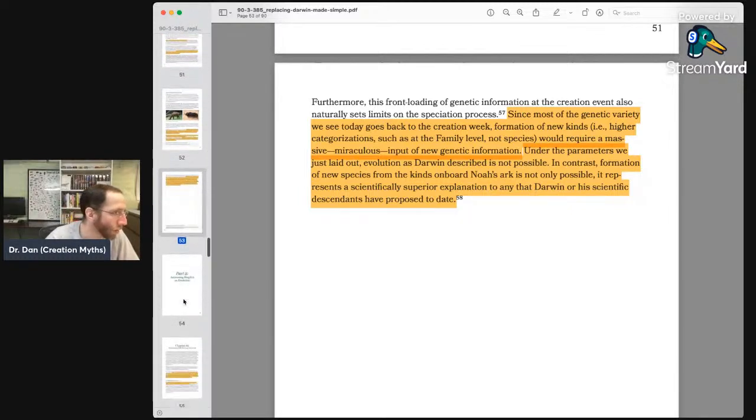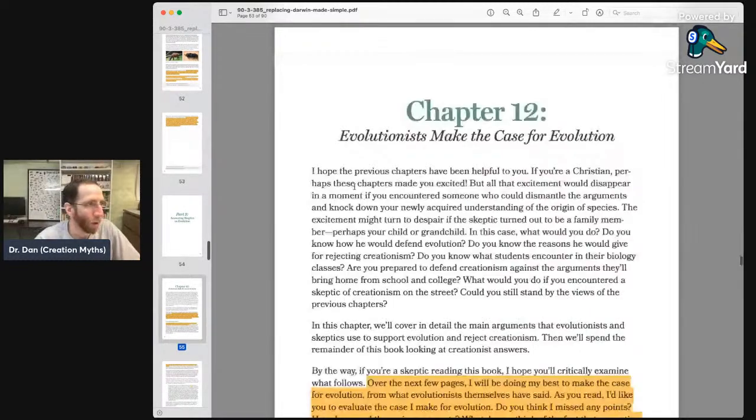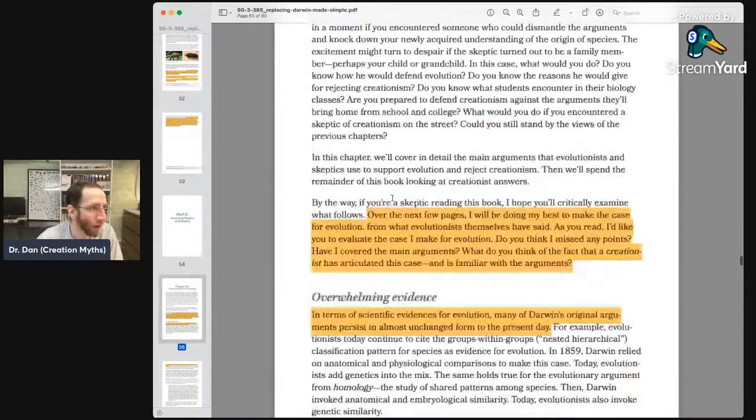Okay, so we're on page 55. We're going to 90. So we're getting there. Okay, evolutionists make the case for evolution. Over the past few pages, I will be this.